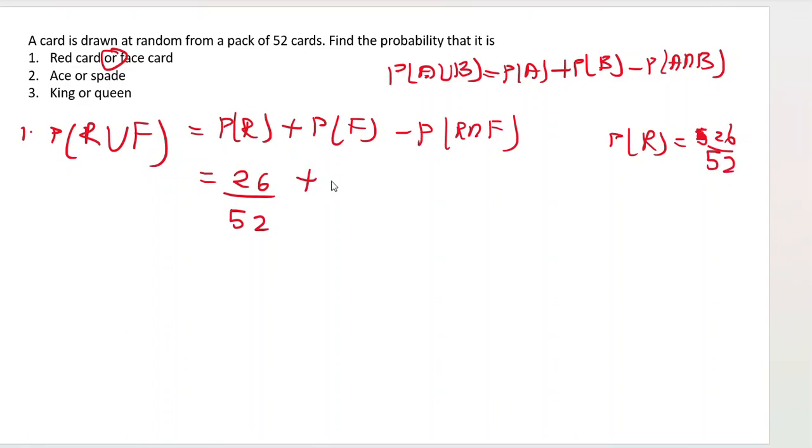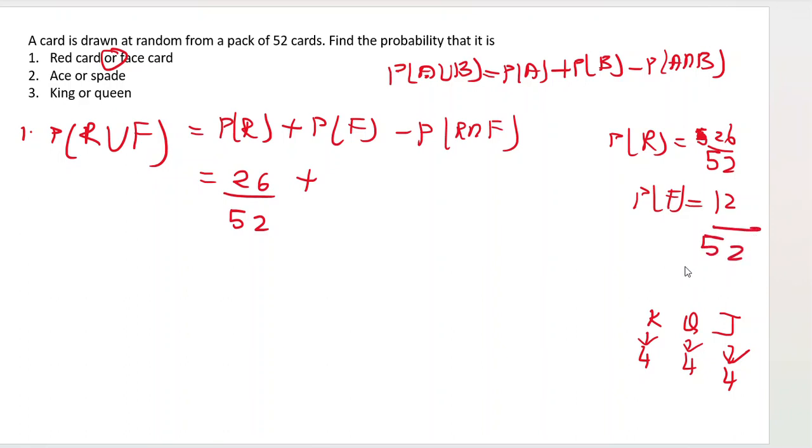Similarly, P of face cards is what? We find out how many cards are face cards, and we get this answer as 12, because in face cards you count king, queen and jack. There are 4 kings, 4 queens and 4 jacks. Total comes down to be 12 and total cards available are 52.